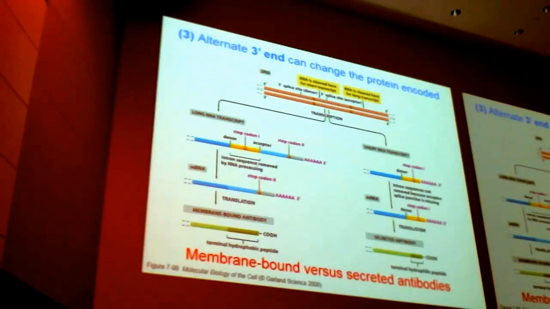So by switching between these two, let's say a B cell or something is activated. Now you want to make a lot of antibodies that are secreted. Then you switch from making this membrane-bound and start making the secreted version.